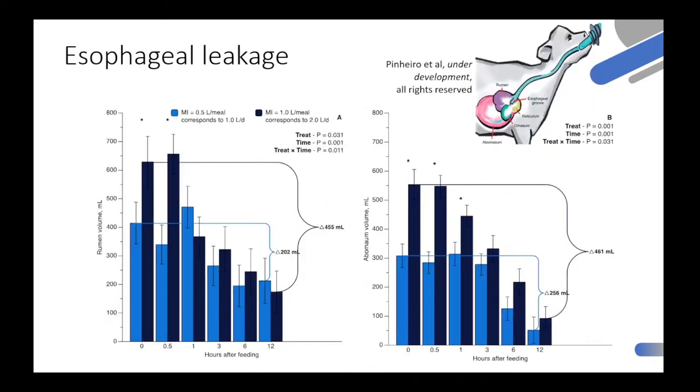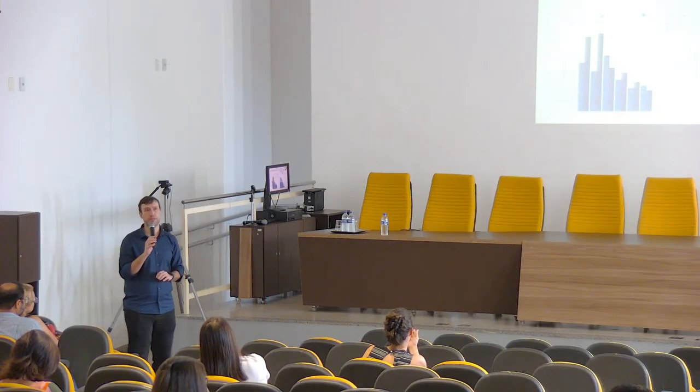First interesting results. Those two graphics look exactly the same, but one is rumen and the other one is abomasum. So we fed that animal 1 liter. 455 show up in the rumen, 461 show up in the abomasum. Treatment two, we fed half a liter, 200 mLs show up in the rumen, 256 show up in the abomasum, meaning that at least 40 to 45% of that milk is leaking into the rumen. And all the calf nutrition literature so far mentioned that 90 to 95% goes all the way to the abomasum. That was very, very interesting results at first.